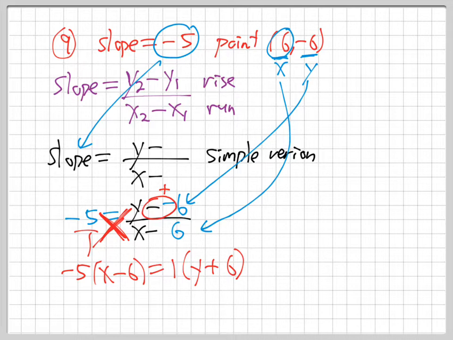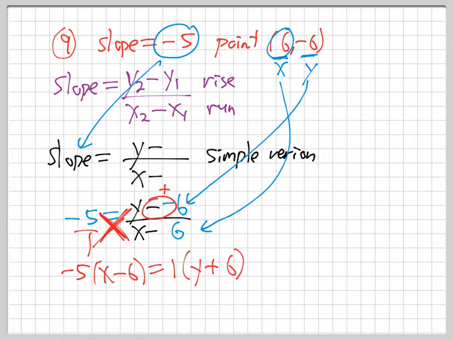That's called cross multiplying. When you have two equal fractions, just go diagonal, diagonal, and then you just lay them flat. Right? Just minus 5 and x minus 6, and 1 and y plus 6. Like that.